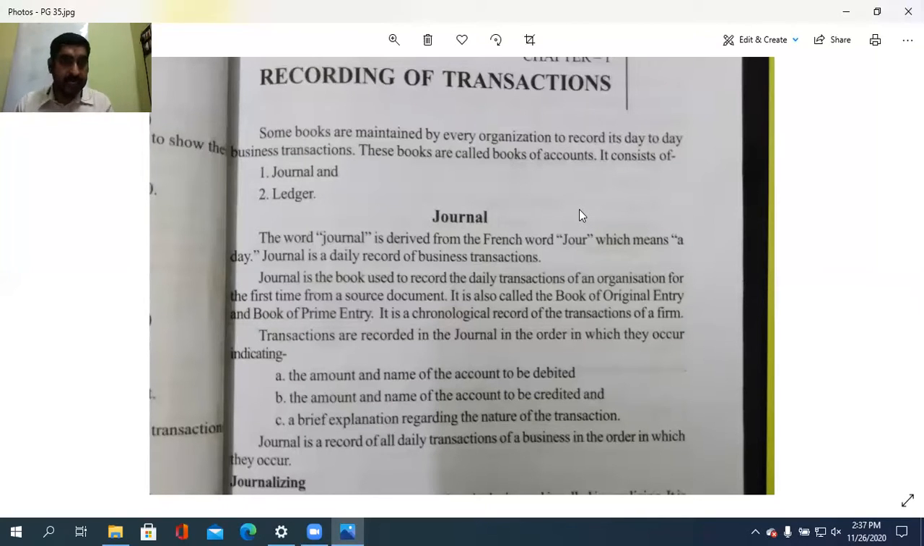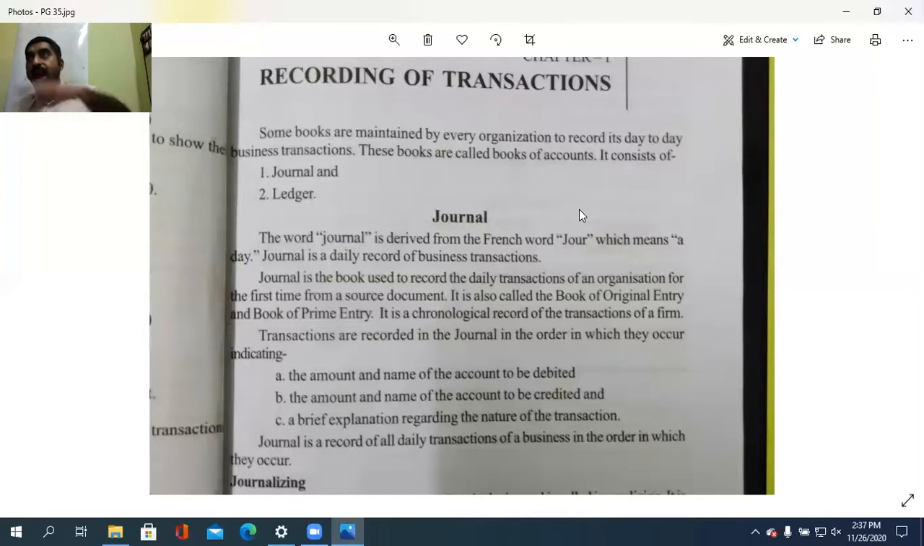So journal is the book used to record the daily transactions of an organization for the first time from a source document. It is also called the book of original entry. So write somewhere in your notebook, short notes: book of original entry, that is the journal, or book of the primary entry or prime entry, that is what journal is.